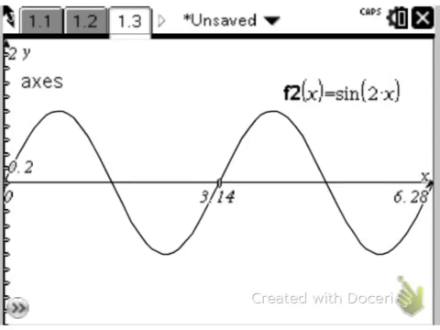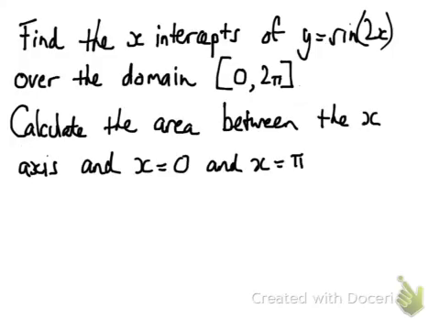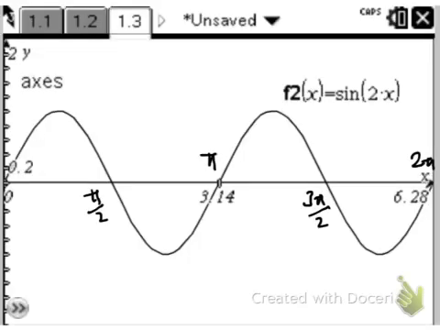So there I've drawn the graph of sine 2x, okay. And what we might do is just mark in pi there and 2 pi, and we know that that's pi on 2, and that's 3 pi on 2. So there we go. Okay, so calculate the area between the x-axis and x equals 0 and x equals pi. So the two areas that we want here are, if I just shade them in, this area here, like so, there we go, and also this area here.